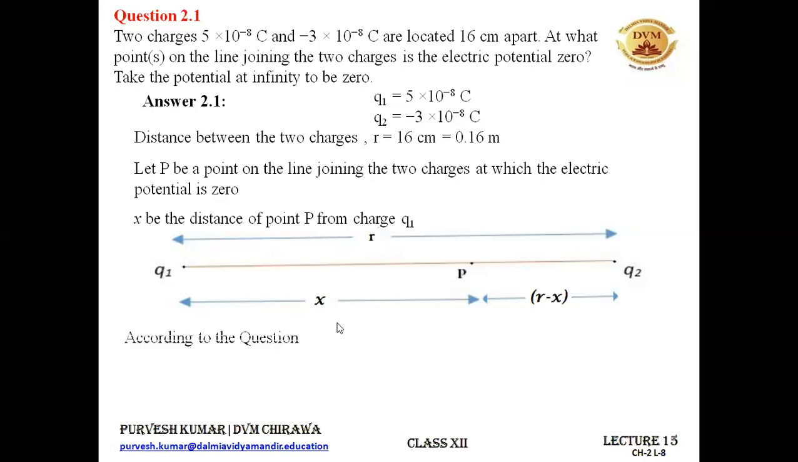So according to the question, I can write that Vp is equal to 0. That is, the electrostatic potential at point P because of these two charges is 0. And we know that the electrostatic potential at point P is one because of the charge Q1 and the other because of the charge Q2. So I can break this Vp into two parts: Vp is equal to electrostatic potential at point P because of charge Q1 plus electrostatic potential at point P because of charge Q2. So we need to find the individual potentials at point P because of the charges Q1 and Q2, and then we have to add them scalarly.